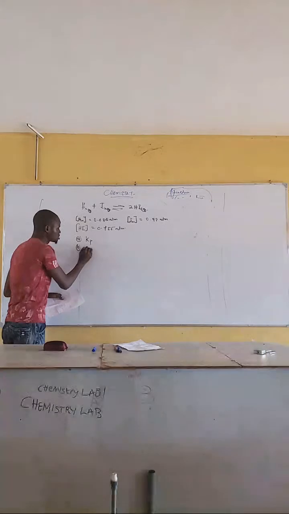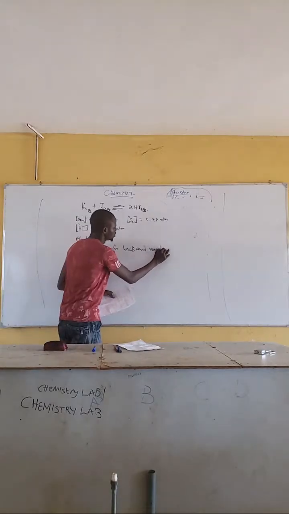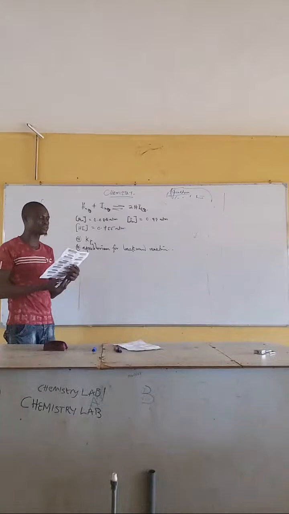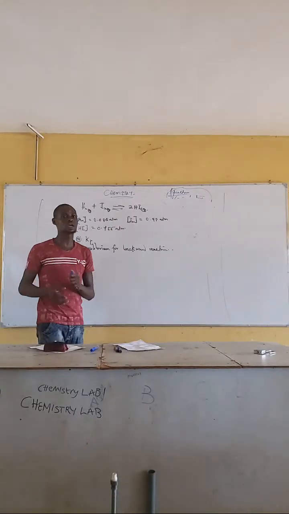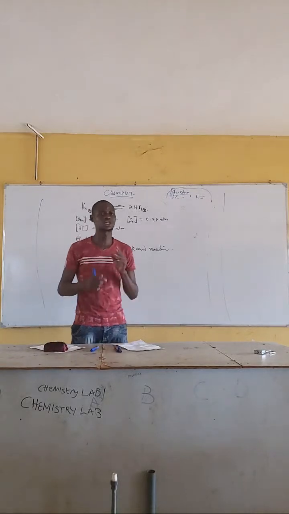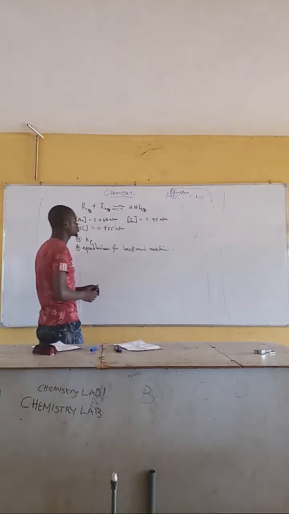What will be the equilibrium constant for the backward reaction? Let's see if we can get that. If you have your answer, you can drop your answer in the comment box section for me. Just drop the answer to the calculation in the comment box section. I don't know where I might get here, but just try to solve it.